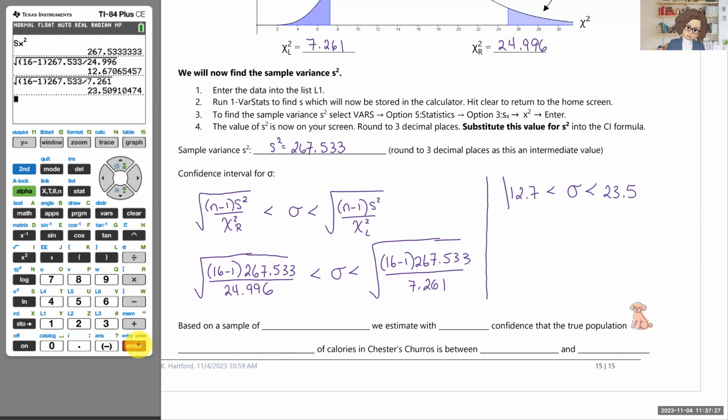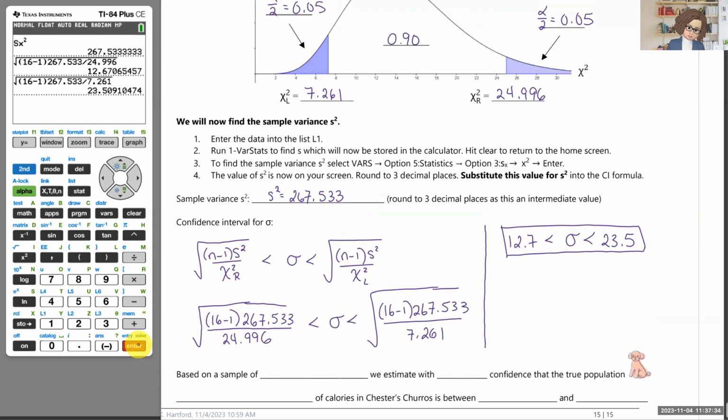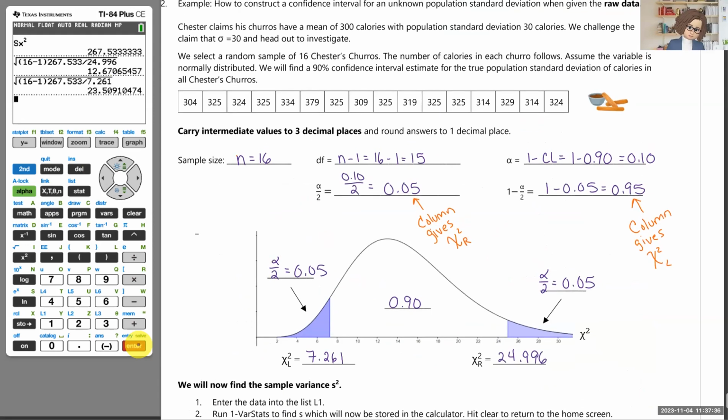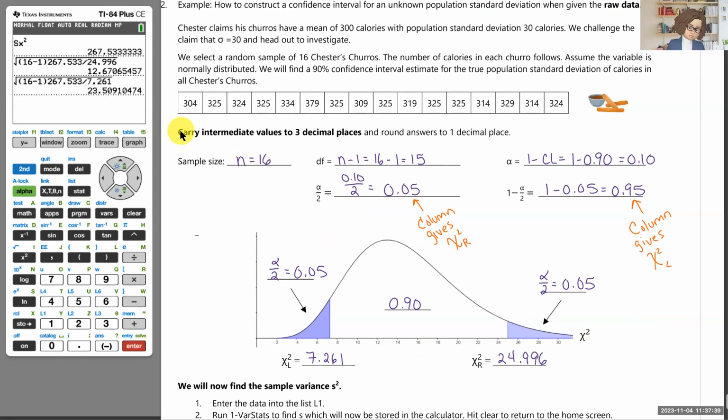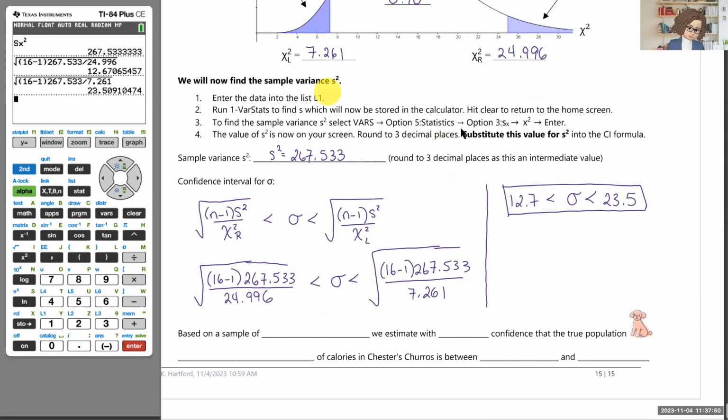All right. So I'm just going to scroll up to the top here. So again, what we're doing here is just making sure our rounding will match Alex. So when it says carry intermediate values to 3 decimal places, we did that. And then our final answer to 1 decimal place. So if you're given data, follow those steps, find your S squared, and then substitute. And then we round it to 1 place. And then finally, we'll end with our sentence.